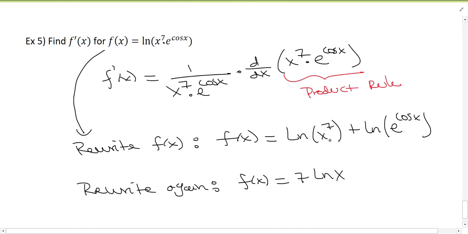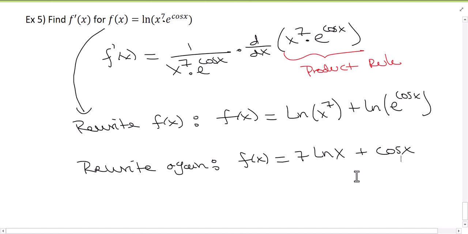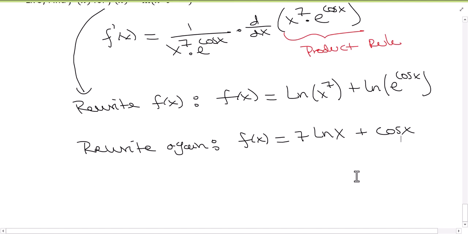ln of x. And this is where I'm saying be careful, right? This 7 is coming to the front because it's a property of logarithms, not because I'm using any sort of derivatives yet. Plus, natural log is the log base e, so I have log base e of e to the cosine x, so that's just cosine x. And now, can I use any more rules of logarithms? No, that's as far as we can go, so now I can take the derivative.